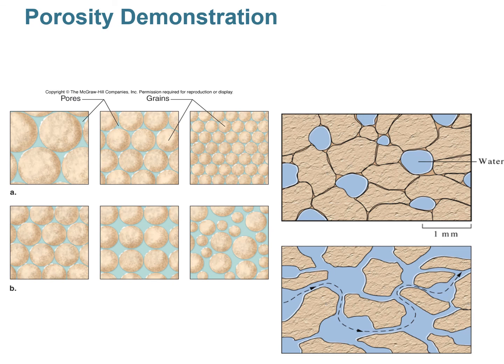Okay, so here's an example of it. The golf ball is a macro scale understanding of it, but when you're going down to sand-sized sediment, there's a lot of pore space in between each one of those sand grains.